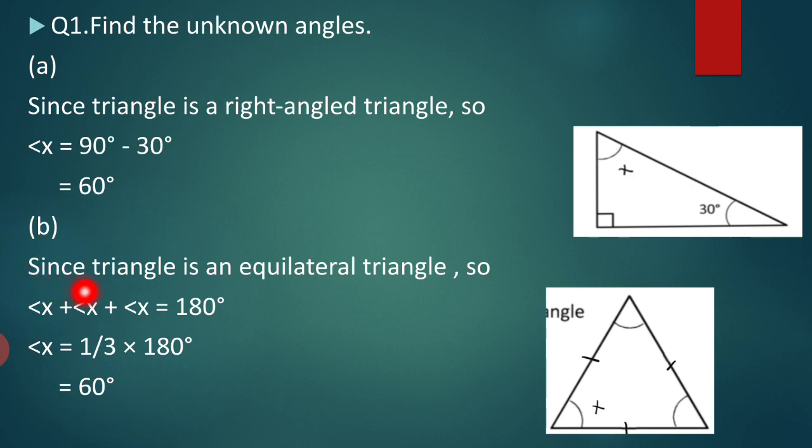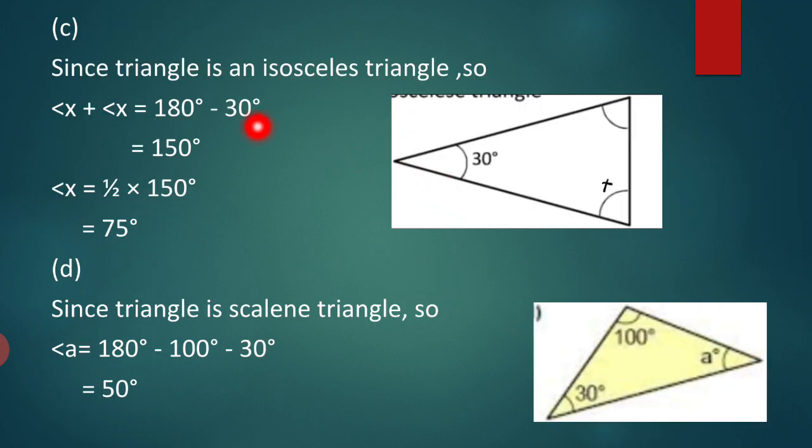Angle x plus angle x plus angle x is equal to 180 degrees. There are three angles x equal to 180 degrees. This is the sum of angles of a triangle. In order to find one angle, what you have to do is divide 180 degrees by 3. You will come to know that angle x is equal to 60 degrees. It means that all the angles inside this equilateral triangle are 60 degrees.